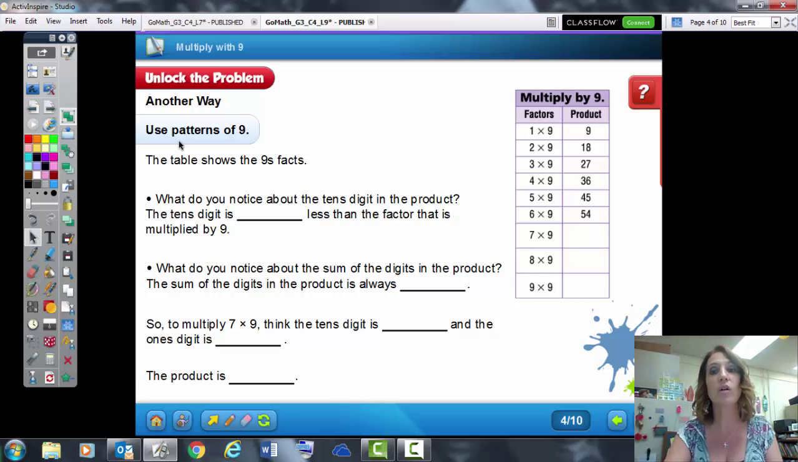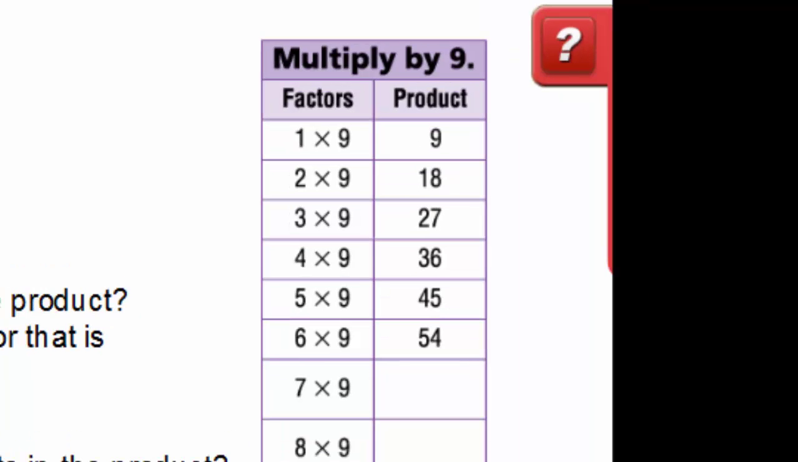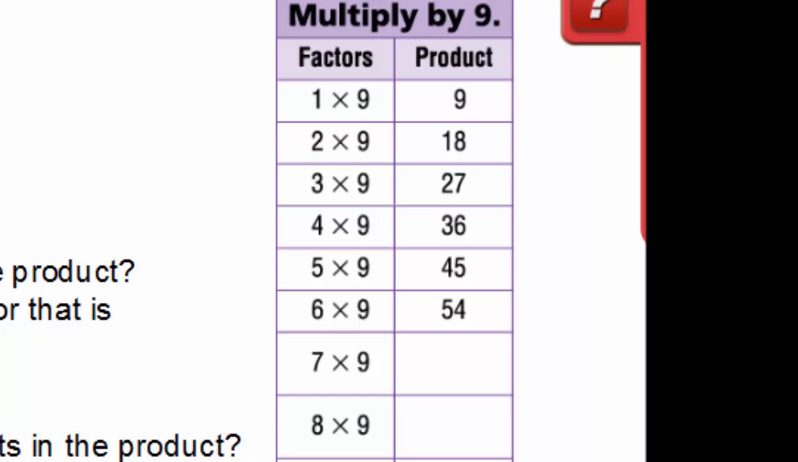We can, and that's what we're going to look at. Here are some of the 9's facts. We have 1 times 9 equals 9, 2 times 9 equals 18, 3 times 9 equals 27, 4 times 9 is 36, 5 times 9 is 45, 6 times 9 is 54.